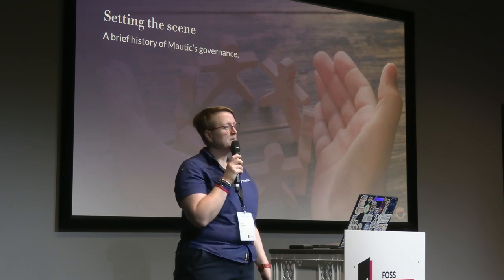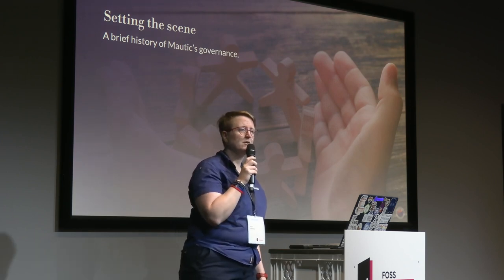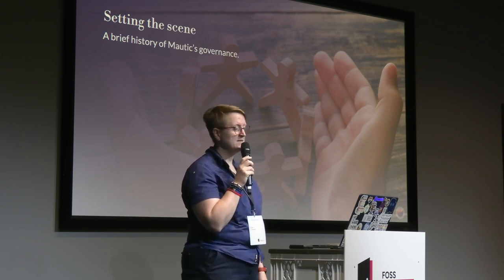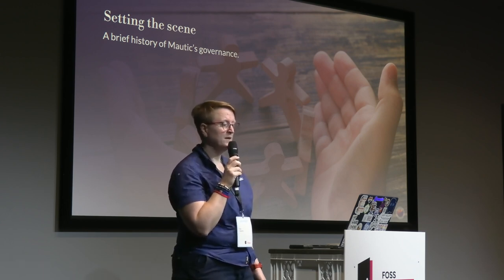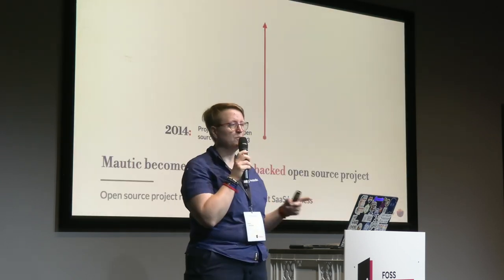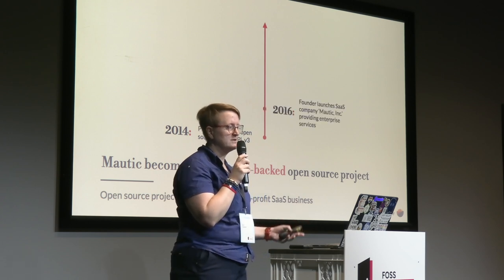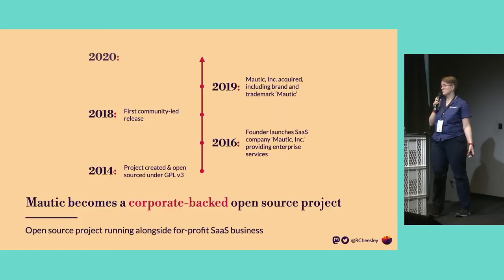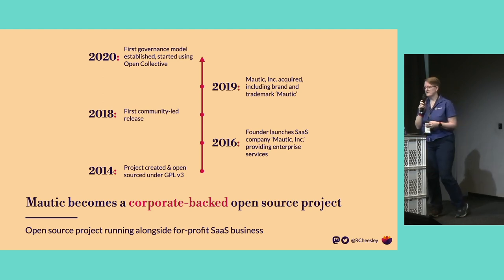So for those of you who might not have come across Mautic before, we're an open source marketing automation project written in PHP and based on the Symfony framework. And we started life as a corporate-backed open source project. And what I mean by corporate-backed is we had one company that basically owned the brand and the trademark. And it was created in 2014, open sourced under GPL. And then the founder created this company to basically provide enterprise services.